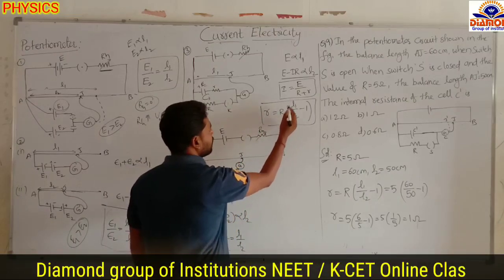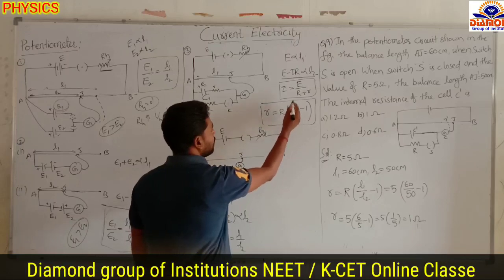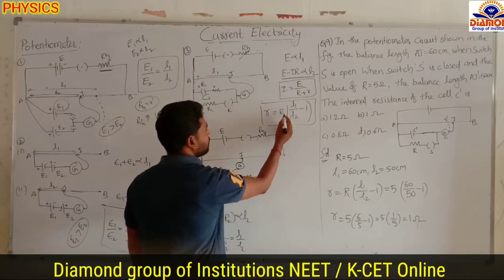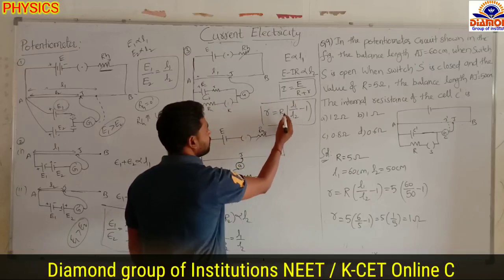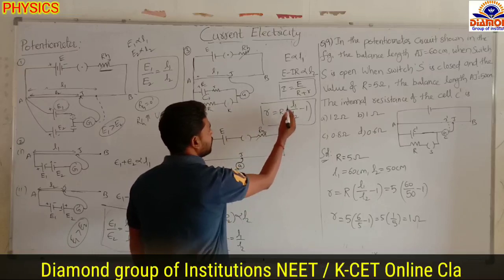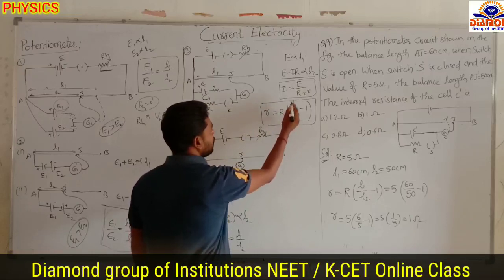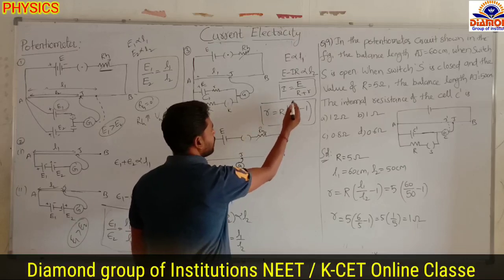Finally, r equal to R into (L1 by L2 minus 1). Here r is the internal resistance of the cell, capital R is the external resistance, and L1 is the length without external resistance. That means suppose the external resistance equals infinity. Sometimes in the questions they will give that if the external resistance is infinity, then whatever null deflection we get, that is the length L1. And L2 is when we connect the resistance, the null deflection point length we get at that time. So L1 is without resistance connected, L2 is after connecting the resistance, R is the external resistance, and small r is the internal resistance. Remember all this. This is very important.